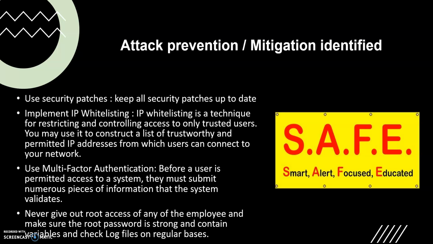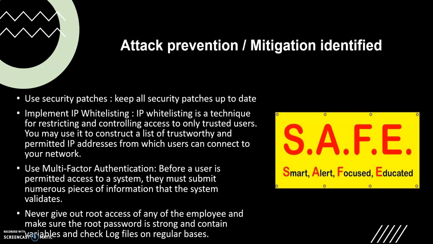Second is to implement IP whitelisting. What is IP whitelisting? It is a technique for restricting and controlling access to only trusted users. So on our system, we can make a list of trusted users, and we can provide the IP addresses that are the only ones available to access. It is only possible for small businesses, but not for big businesses. But it's a good way to put a list of only trusted users.